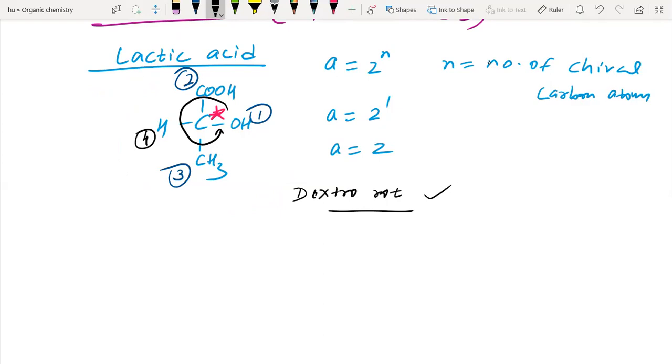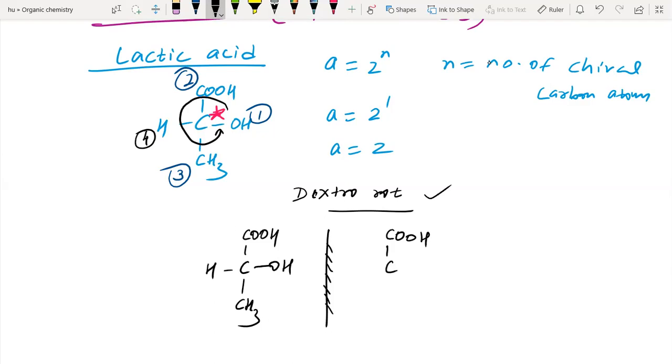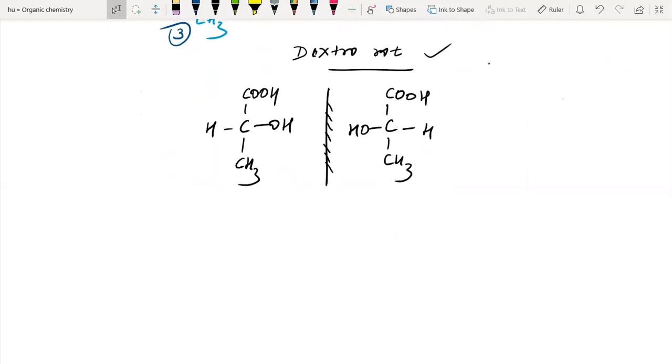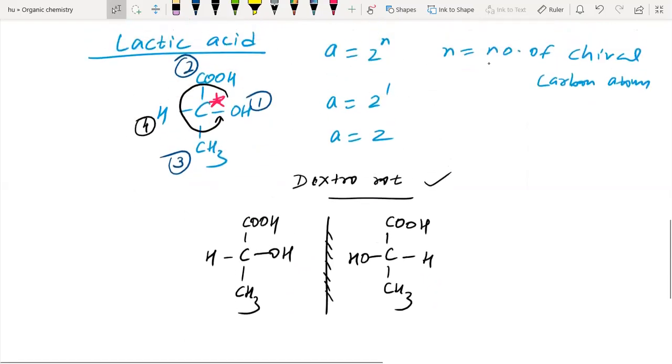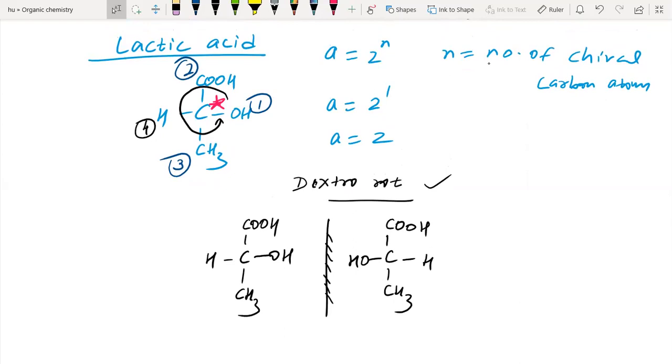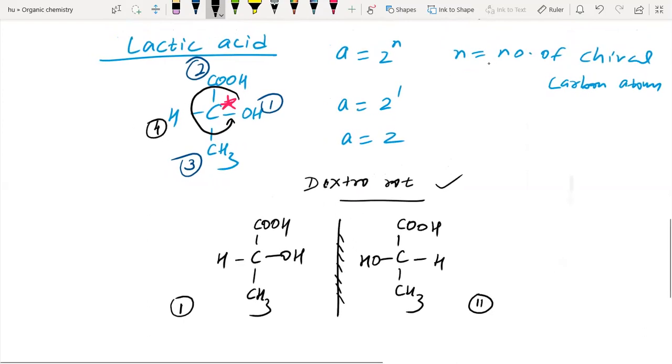Okay, if this is dextro, now I will write its enantiomer. See the enantiomer which I'll write here. Carboxyl group is this. Here is OH group. CH3 is here. This is H. Now I'll write the mirror image of this. So that is the carboxyl group here, C, this OH, and here H, and this CH3. As we just found, structure number 1 is dextro, so 100% structure number 2 will be levo.